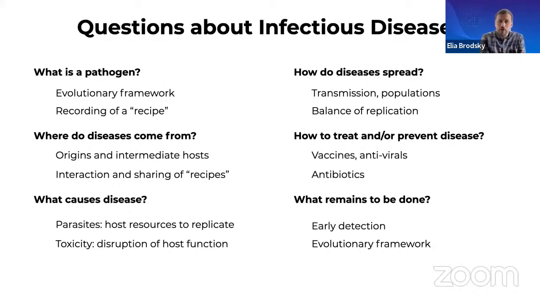We'll also talk about how diseases spread, because what characterizes an infectious or communicable disease and sets it apart from other types of diseases, which are commonly known as chronic diseases like cancer or hypertension, is the fact that they're caused by a pathogen, and that pathogen is a transmittable pathogen. You can actually share it between individuals.